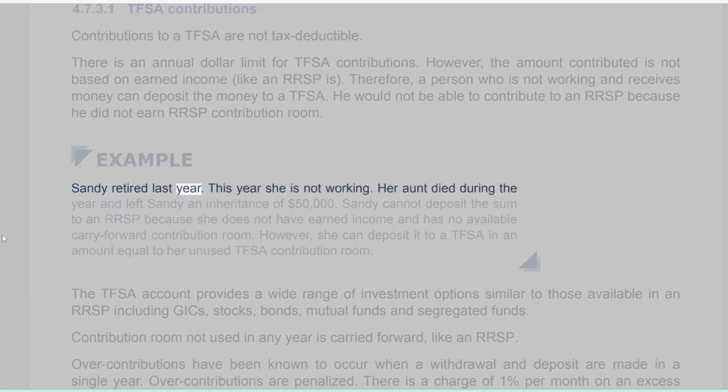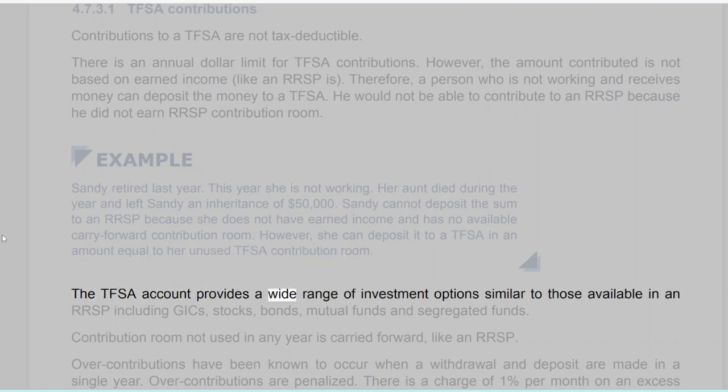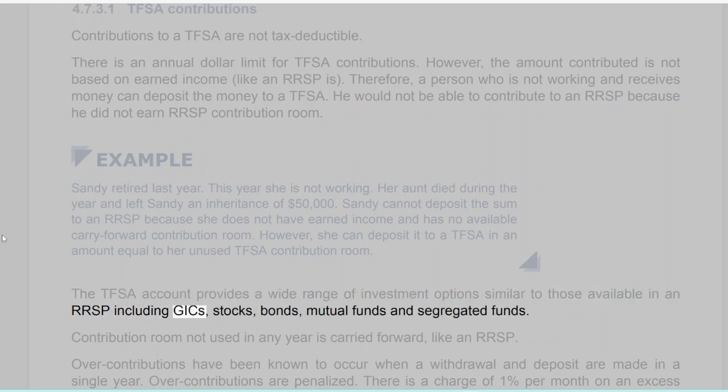Sandy retired last year. This year she is not working. Her aunt died during the year and left Sandy an inheritance of $50,000. Sandy cannot deposit the sum to an RRSP because she does not have earned income and has no available carry-forward contribution room. However, she can deposit it to a TFSA in an amount equal to her unused TFSA contribution room. The TFSA account provides a wide range of investment options similar to those available in an RRSP, including GICs, stocks, bonds, mutual funds, and segregated funds.